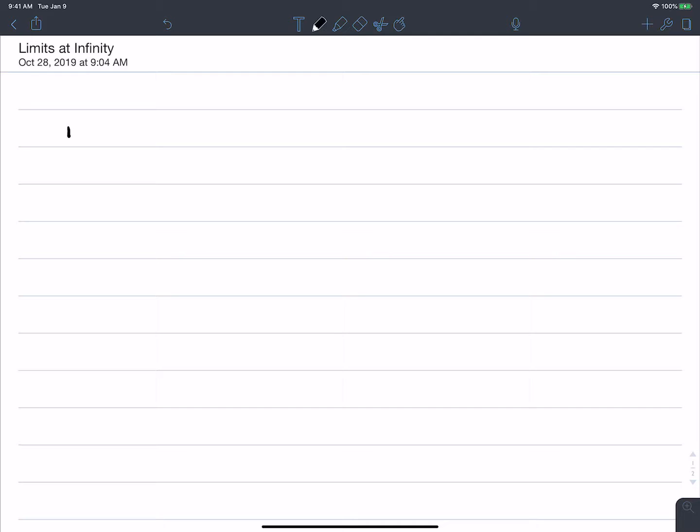So the first question is gonna be, we have to find the limit as x goes to infinity. And we have what? 2x squared plus x minus 3, everything over, is that 3x squared? Okay. Minus 2x plus 1.